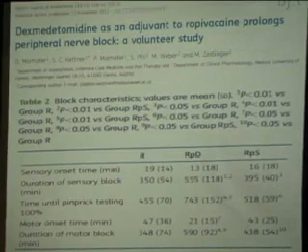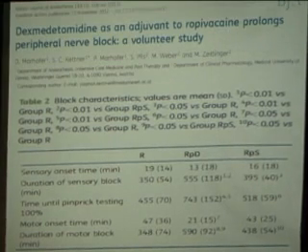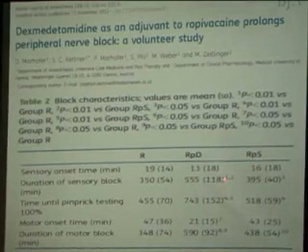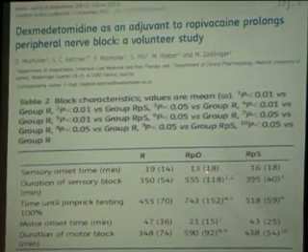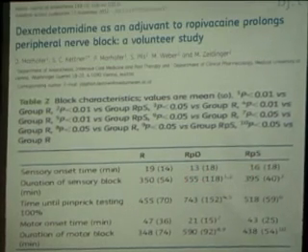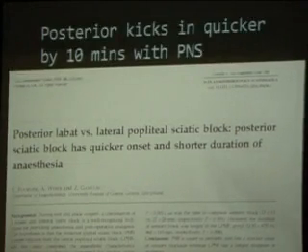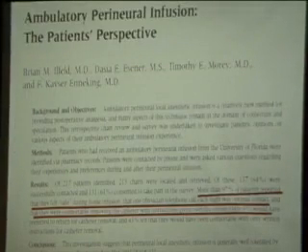Okay, all right. And this has been further reviewed by Peter Marhofer, who also found it prolonged the block from 350 to 555 compared to systemic dexmedetomidine. And lateral popliteal sciatic nerve block was not as good as the posterior sciatic block. That is a message from that study.